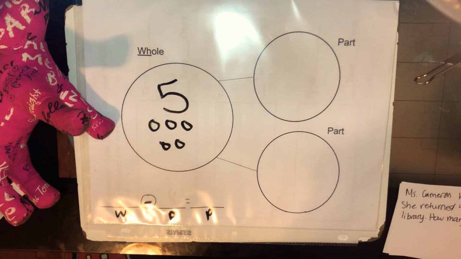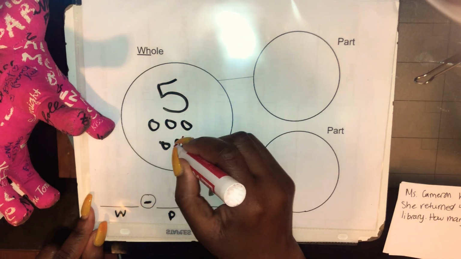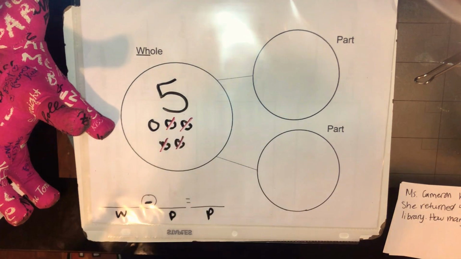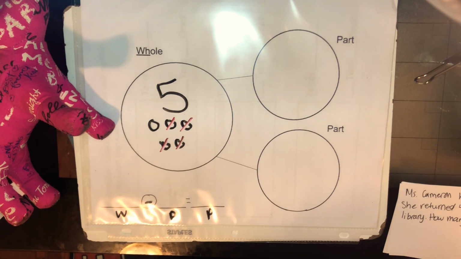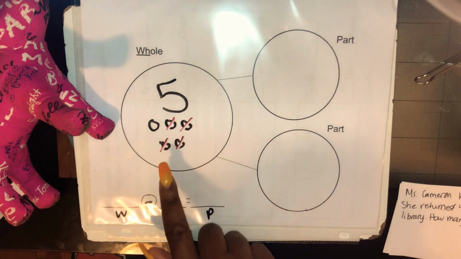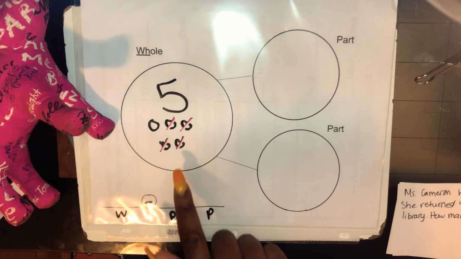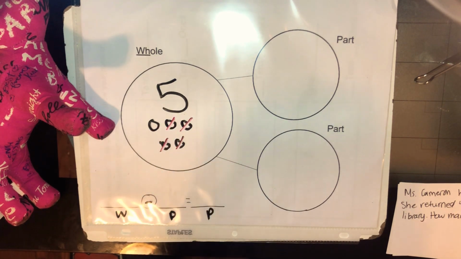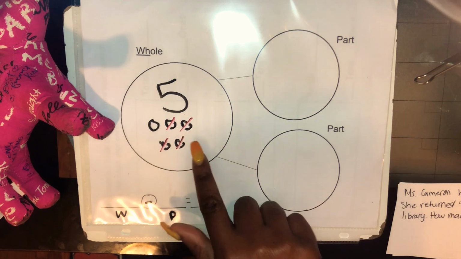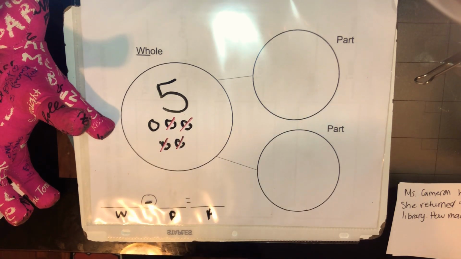And then what happened? I took away 4. 1, 2, 3, 4. Are you doing this? So the first thing we did was we thought about the problem. We said, how many books did I start with? We said 5. So I drew 5 circles. Did you draw 5 circles? And you can have a picture and a number.